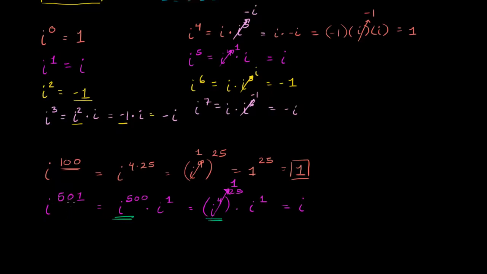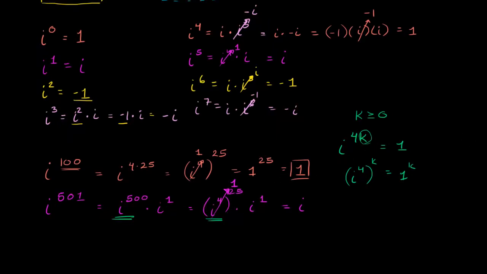So i to any multiple of 4. Let me write this generally. If you have i to the 4k, we'll just restrict k to be non-negative right now, k is greater than or equal to 0. If we have i to any multiple of 4 right over here, we are going to get 1, because this is the same thing as i to the 4th power to the kth power. And that is the same thing as 1 to the kth power, which is clearly equal to 1. And if we have anything else, if we have i to the 4k plus 1 power, i to the 4k plus 2 power, we can then just do this technique right over here.